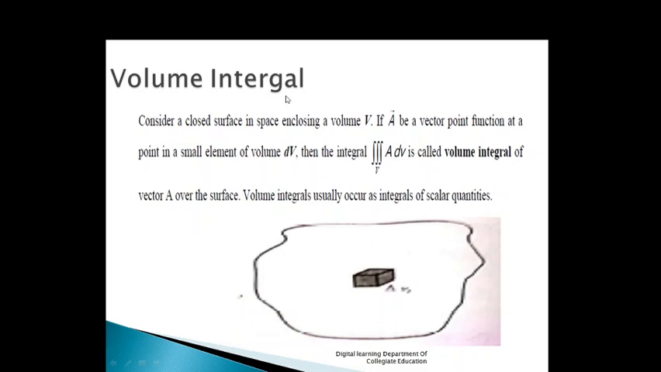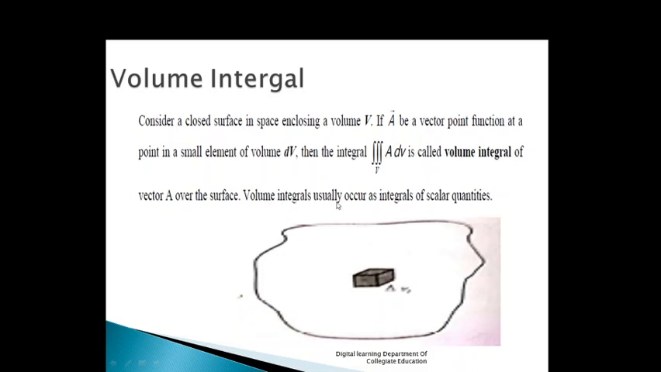Next, volume integral. If a function is integrated with respect to volume, it is called a volume integral. Consider a closed surface in space enclosing volume V. If a vector A is a vector point function at a small element of volume dV, then the integral can be represented as the triple integral over volume V of A dV, which is called the volume integral of vector A.